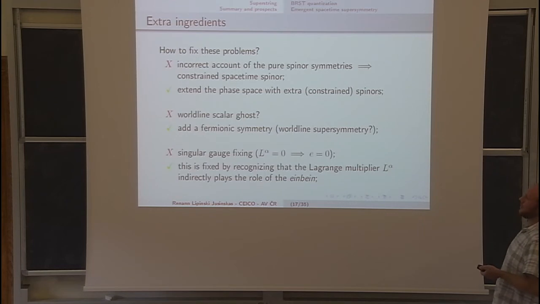Worldline scalar ghost, what I add is like a fermionic symmetry. It looks a bit like worldline supersymmetry, but it's not quite. And this idea is motivated by this paper of Sorokin et al. in '88, about this super-embedding formulation of the particle. And the singular gauge fixing, as I said, was solved by recognizing that lambda, this L alpha, the Lagrange multiplier, incorporates also the worldline metric.